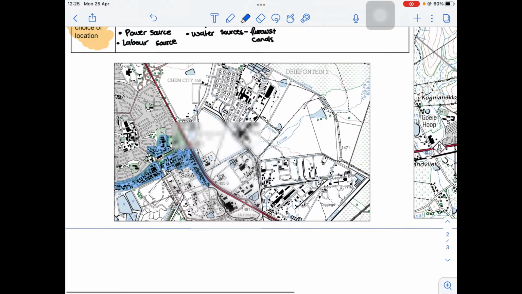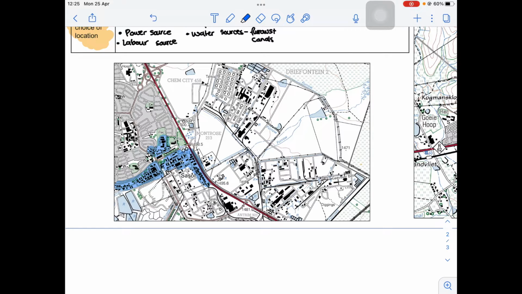Although Sasol, this is Sasol and it's a map of Sasolburg, the whole town has developed around the heavy industry, so we actually sometimes then can say, well, you're disregarding that rule of living near heavy industry because it's the whole function of the town.